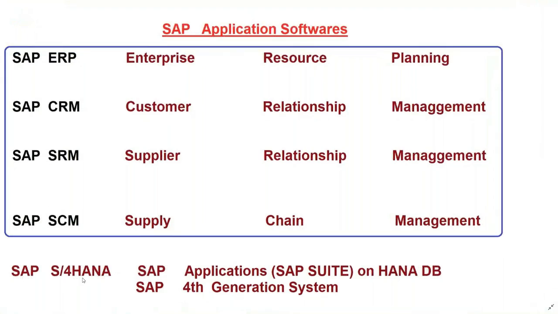S4 HANA is an advanced version of ERP. Same like 5G technology compared with 4G. 5G is advanced, right, in internet technology. In the same way, compared with SAP ERP, SAP S4 HANA is an advanced application software. With S4 HANA, the response we are getting is very fast compared with ERP.